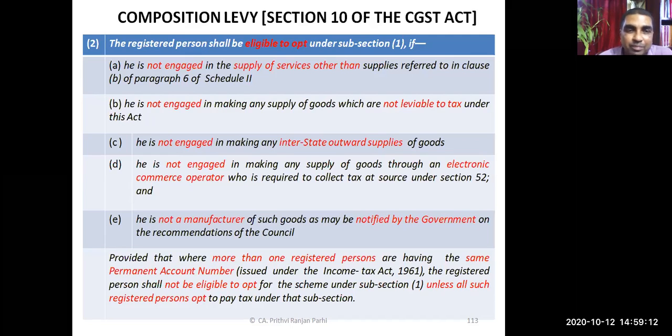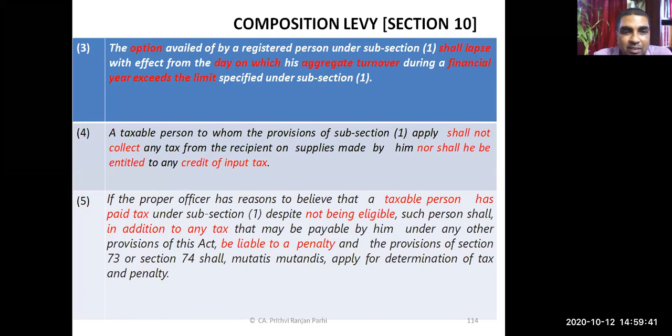He should not be engaged in making of supply of the goods on which tax is not leviable. He should not be engaged in interstate outward supply. He should not be engaged in making supply through e-commerce operator. He is not a manufacturer of goods notified by the government. Okay, what are the goods notified by the government? I will be showing you this thing.